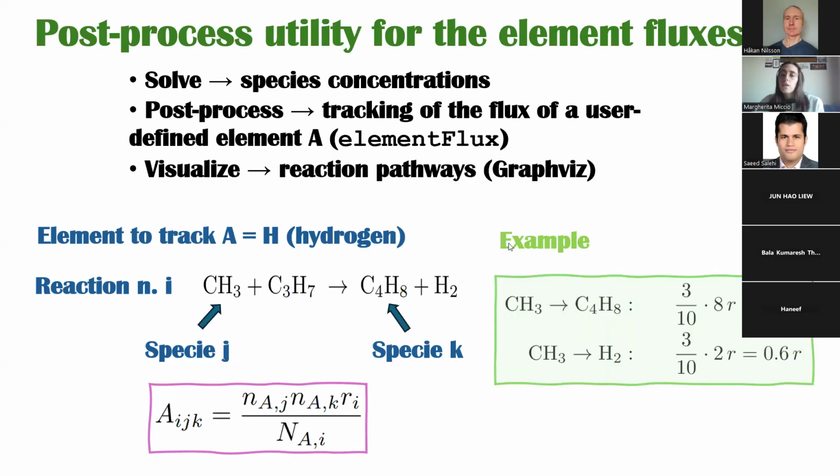Just to make an example, we have here the species J and the species K. In the species J, we have 3 atoms of hydrogen. In the species K, we have 8 atoms of hydrogen. So we multiply 3 by 8 by the reaction rate, which is the velocity at which the reaction is happening. And we divide everything by the total number of hydrogen atoms in the reaction, which is 10.